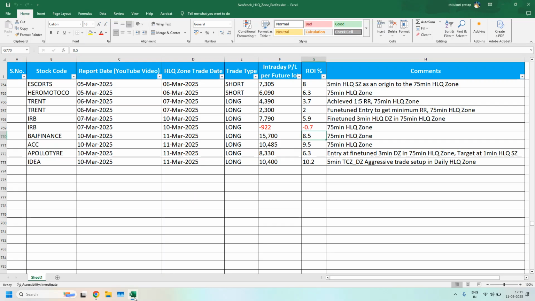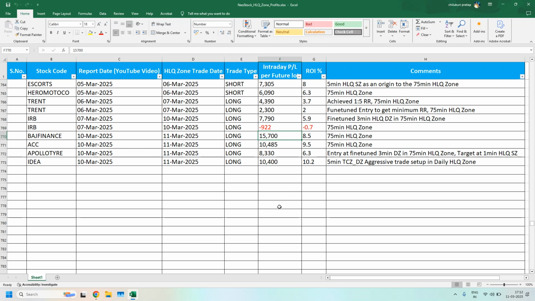So where we got the trade? I mean, how much profit we got? ACC we got 10,485, which is 9.5% ROI. This margin cost is a little higher than the ACC margin cost. This is around, I think, 1.5 lakh or 1,60,000 for Bajaj Finance, or 1,70,000. This margin cost is maybe 1,30,000 or something. I think 1,10,000 or something or less. That's why you got more ROI here. Even though profit is less, we got more ROI because our investment is less here compared to Bajaj Finance.